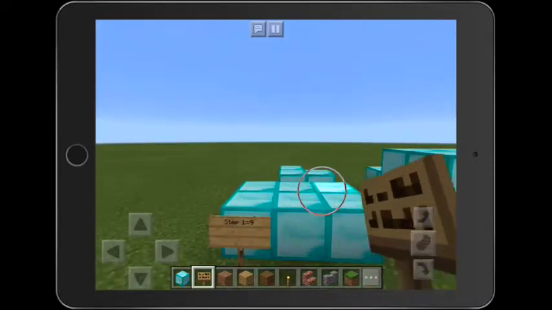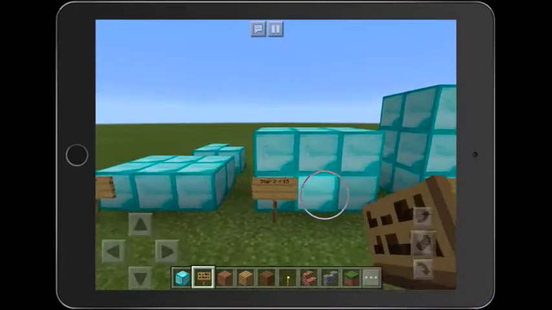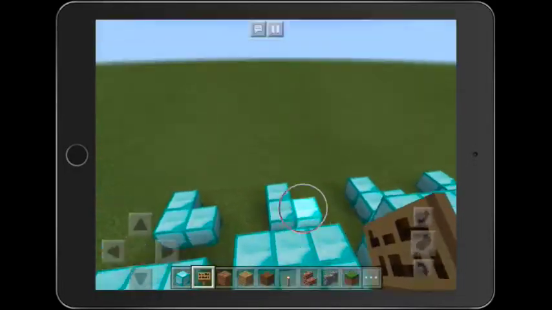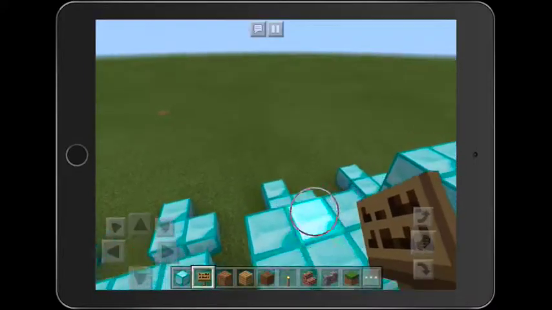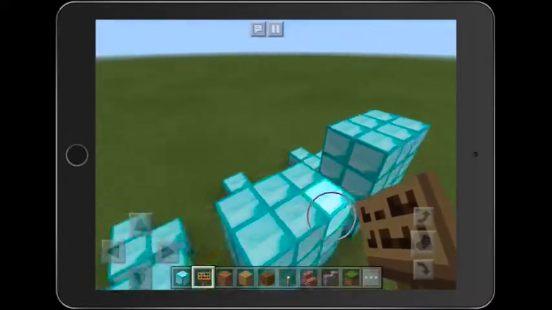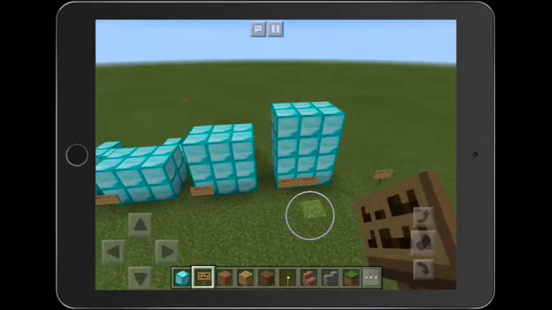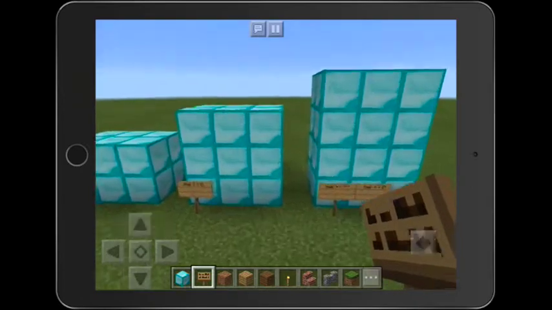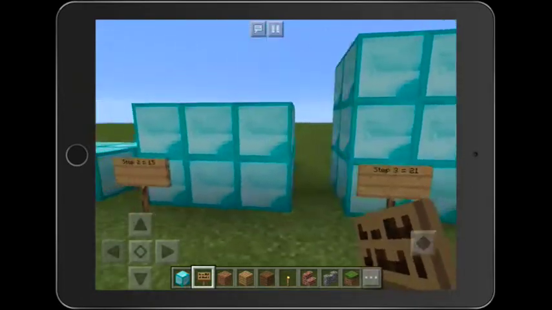So I had 6 plus 3. Then I had 12 plus 3. 18 plus 3. 24 plus 3. Each time, my pattern actually grew by 6.